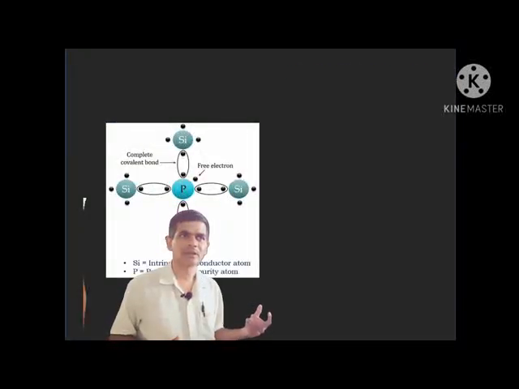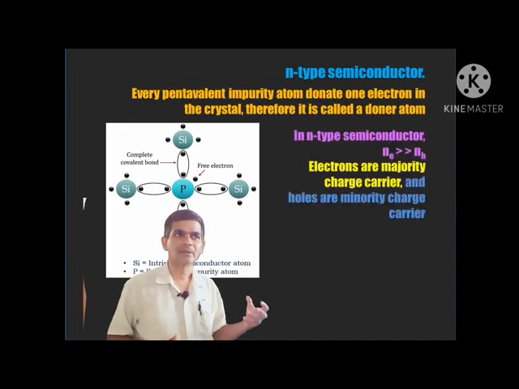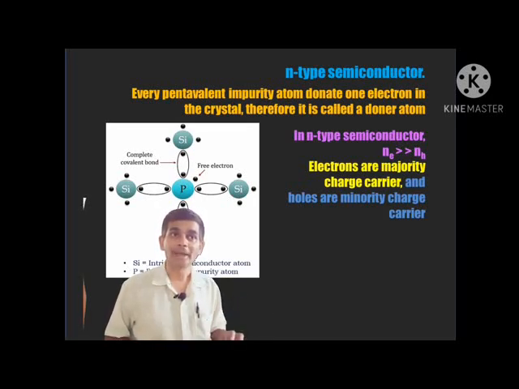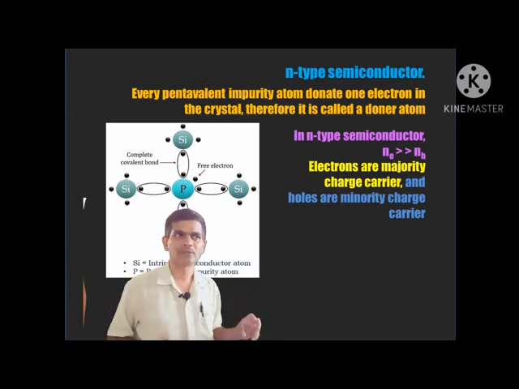If you observe these pictures, there is an additional charge carrier available in the conduction band. In the band diagram, the conduction band has more electrons than there are holes in the valence band. Like that, electrons are more in number than holes: Ne is greater than Nh. Electrons are more in number, so they are called majority charge carriers, and holes are less in number, so they are called minority charge carriers. This is an N type semiconductor.